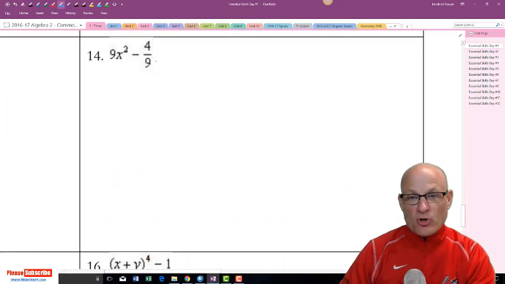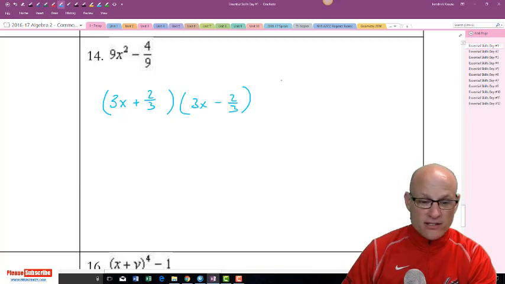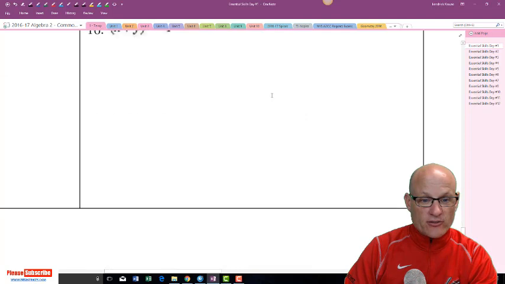This one bothers people because you don't like the F word, but there is a fraction right there, and it is a perfect square. So this is really just the difference of perfect squares. This is 3x plus 2/3, 3x minus 2/3. That's it, kids. Believe it or not, that's all it is.